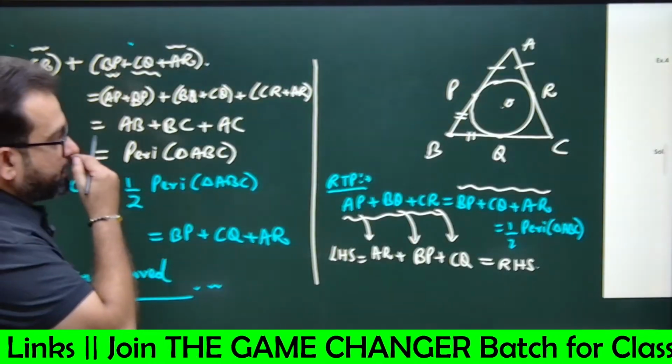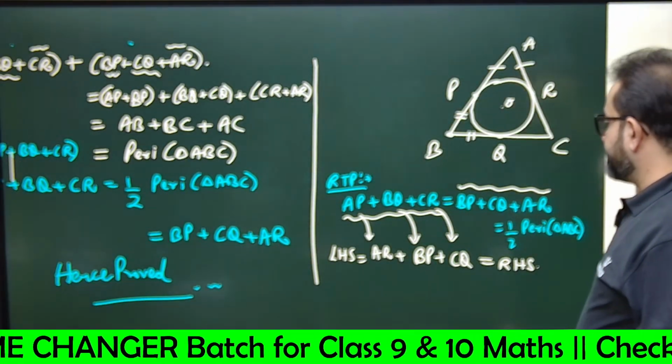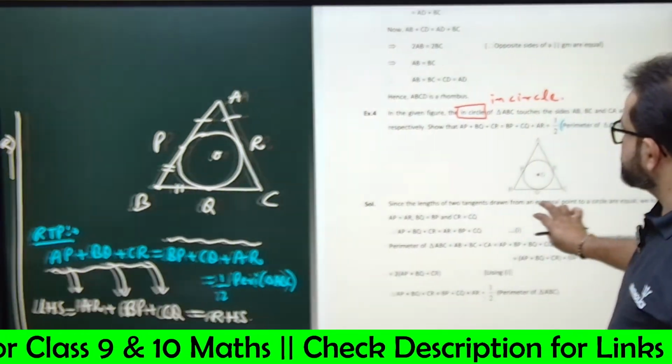Last question, I guess this we have done, right? To prove that this plus this equals half of the perimeter. This was question number 4, which is in our sheet. Okay, this question we have done.